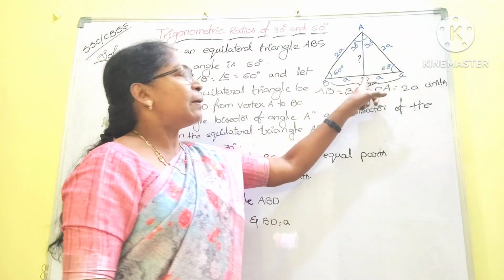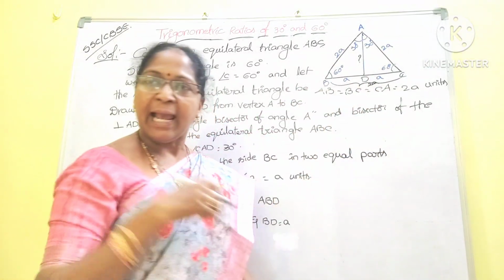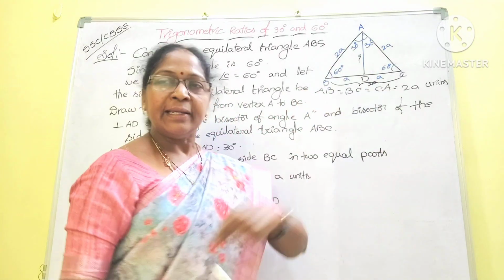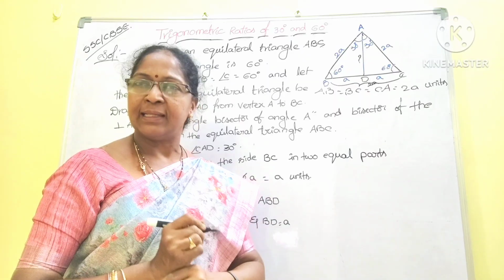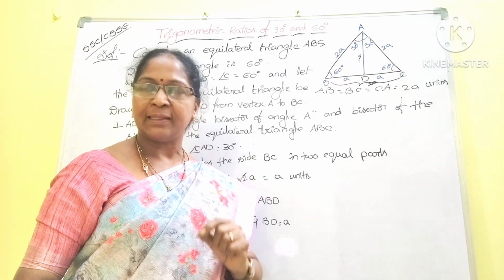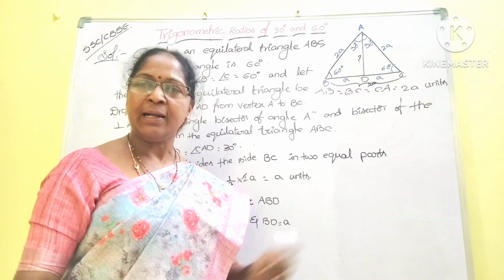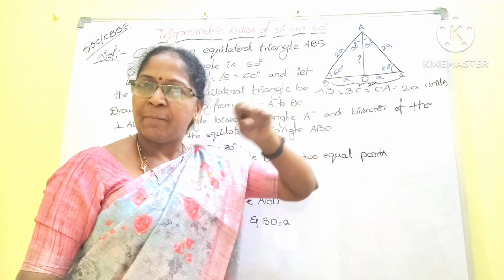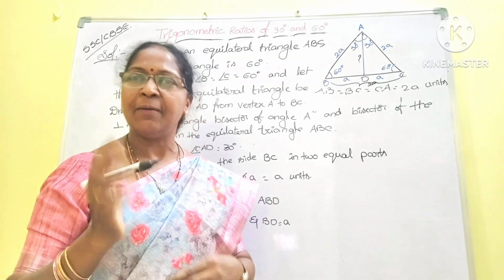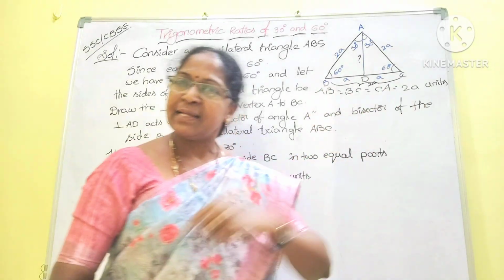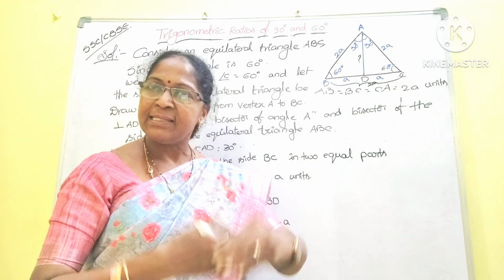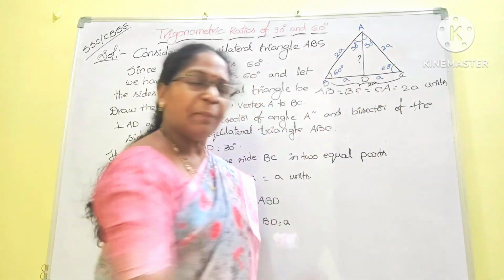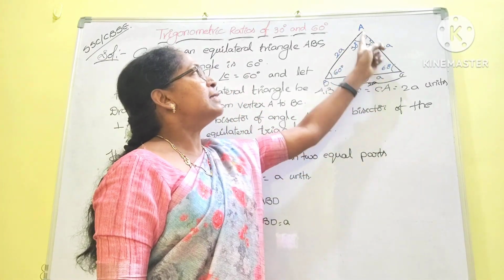Whenever you draw this perpendicular line, this line AD acts as an angle bisector of angle A. Angle bisector: bi means two, sector means parts. Bisector is nothing but being divided into two equal parts. The angle is divided into two equal parts. As well as that, bisector also means the side bisector, that means the side is divided into two equal parts. Is it clear?